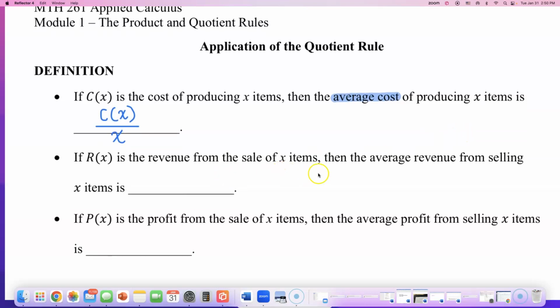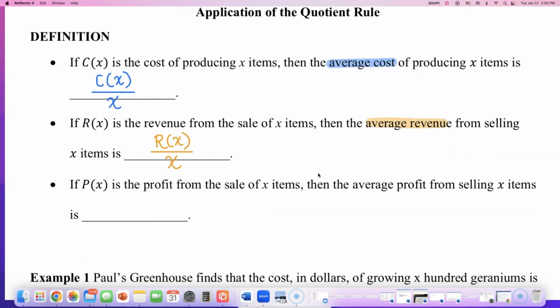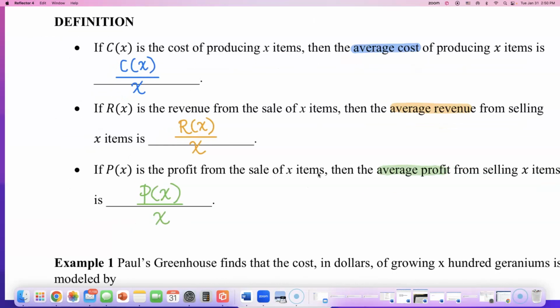Now, the other ones are going to be the same. If you want to find the average revenue function of selling X items, you take the total revenue function and divide it by X. Same thing down here: if you want to find the average profit function, you take the total profit, the P of X, and you divide it by X.